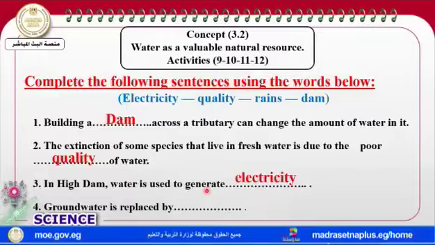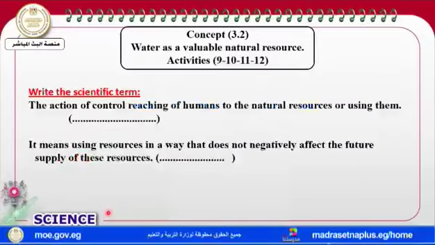Groundwater is the type of water that leaks and seeps into the ground from high altitude to low altitude, and it's replaced by what? If the well dries, what will happen? Of course, my dear student, it's replaced by rains. Okay, let's move to another question.